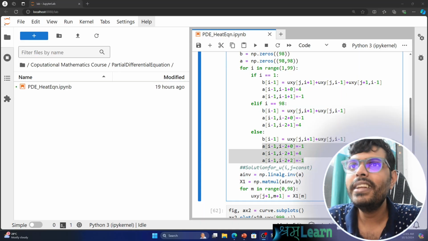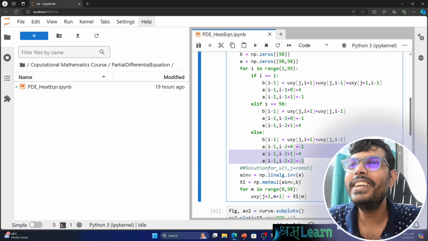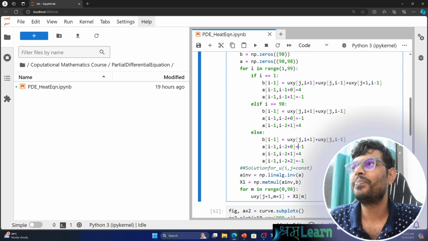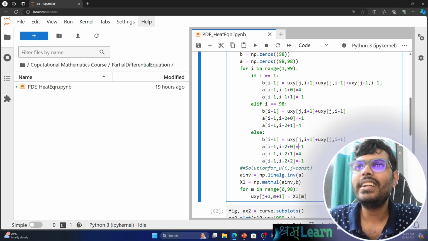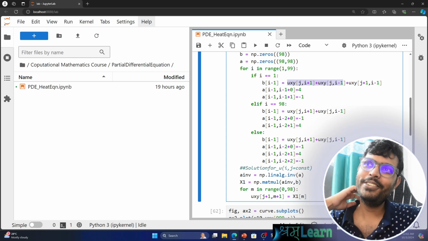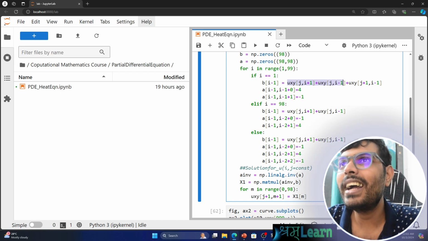In the A matrix, what am I trying to fill with my logic? With my great logic, I'm trying to fill -1, 4 and 1, -1. Okay, and with the B matrix, what am I trying to fill? I'm trying to fill this. What is this? u(x,y) j, i plus 1, u(x,y) j comma i minus 1.